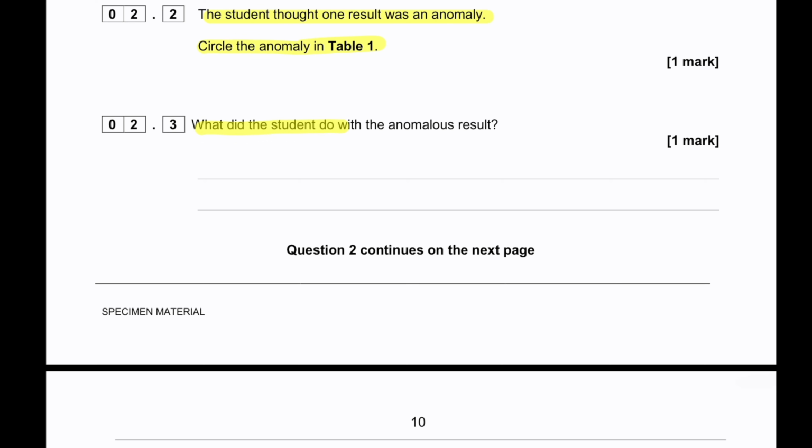What did the student do with the anomalous result? Whenever there is an anomalous result, the student will not use it for calculating the average. So the student ignores it.